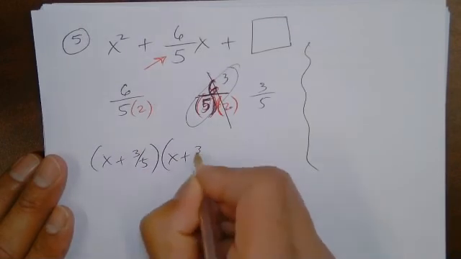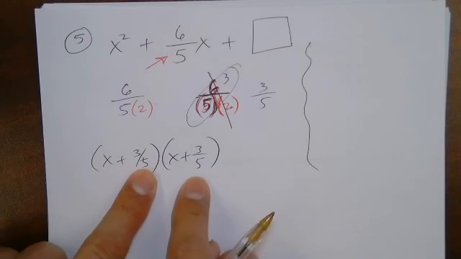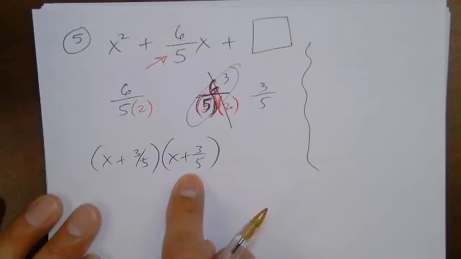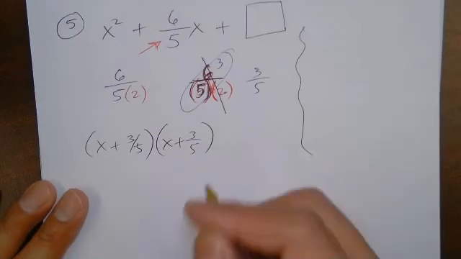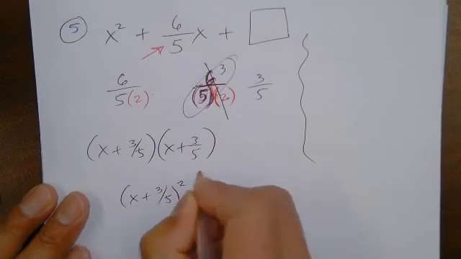Well, that makes sense. Who can tell me why that makes sense? What's 3 over 5 plus 3 over 5? 6 over 5. That's right. It's good. You guys believe me? Yeah, it's good. Okay, so we found the completed square.